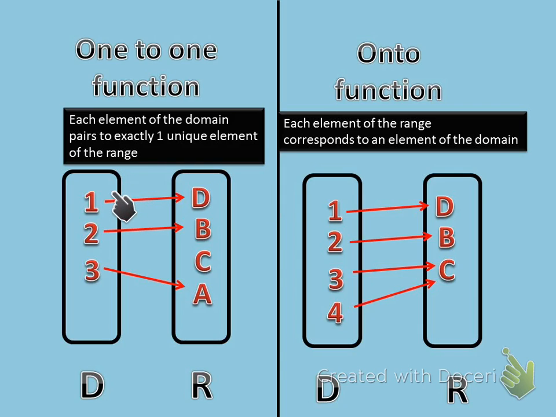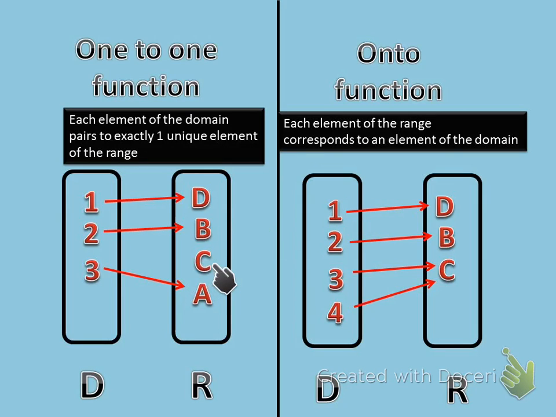If you're 1 to 1, each x has a unique y. Okay, 1 goes with D, 2 goes with B, 3 goes with A. If you're onto, each y has an x. All right.